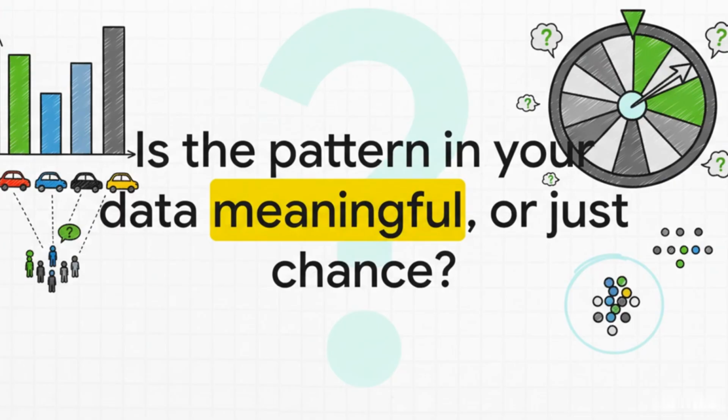I mean, this is the million-dollar question, right? Think about it. Let's say you're polling people on their favorite car color, and suddenly you see way more people picking green than usual. Is that a real trend, a shift in what people want? Or did you just happen to talk to a bunch of people who love green? How can you know for sure?